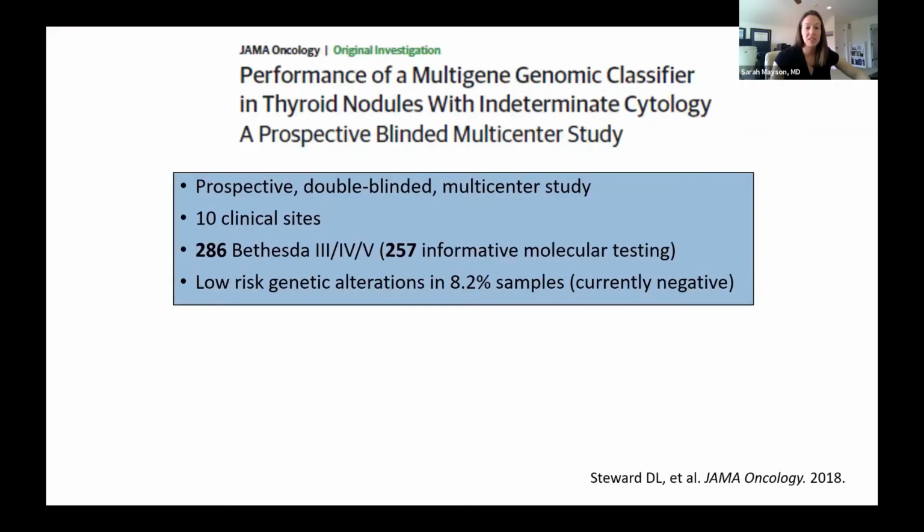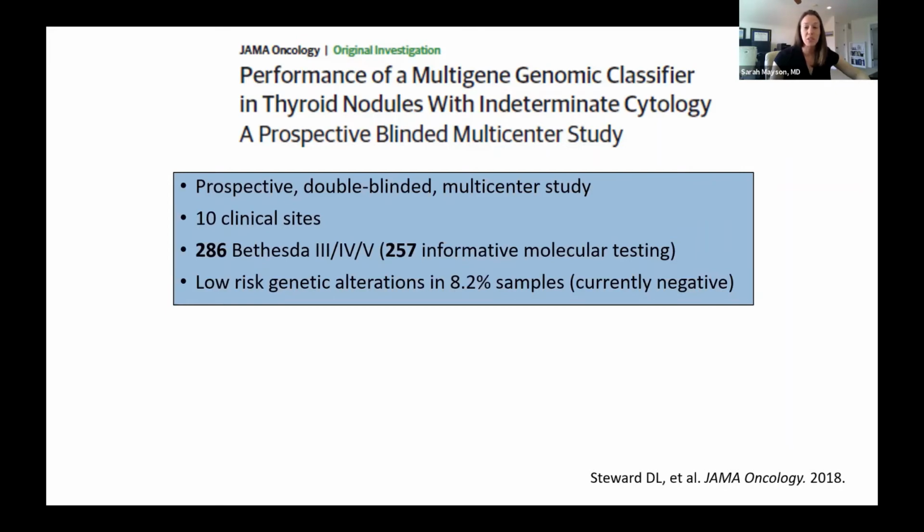The ThyroSeq GC test was evaluated in a clinical validation study that was non-industry sponsored, prospective, multi-center, and double-blinded. And this included 10 clinical sites, one of which was international. Central pathology sample review by a panel of 3 thyroid pathology experts was included. And the final study set included 286 Bethesda 3, 4, and 5 nodules, 257 of which had informative molecular testing, meaning a sufficient sample for molecular testing.